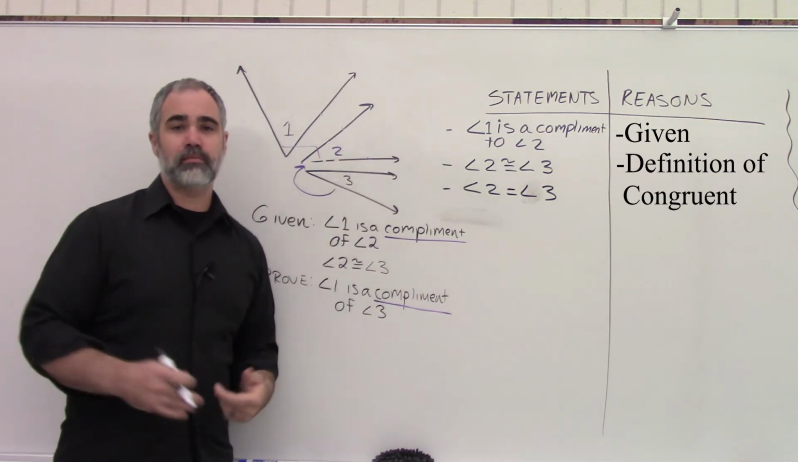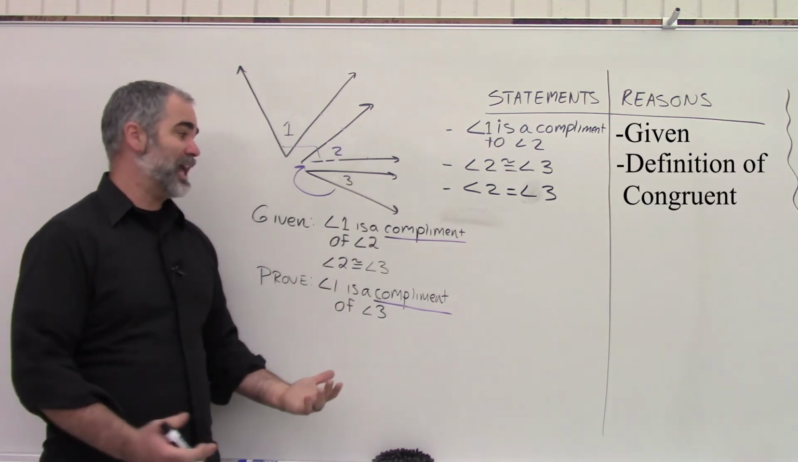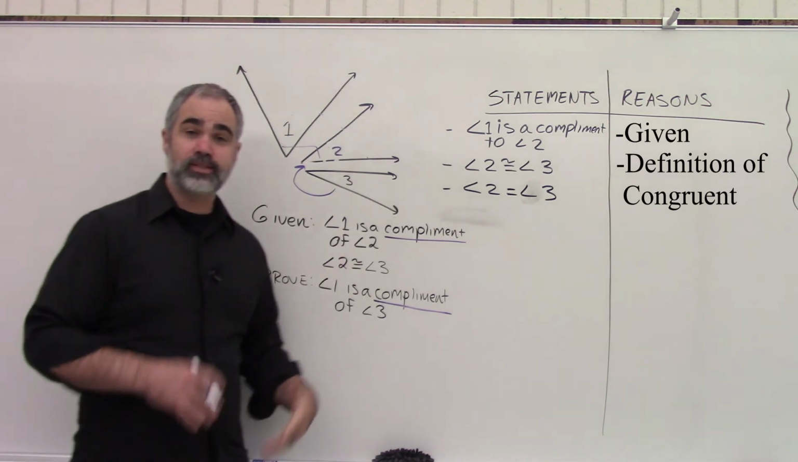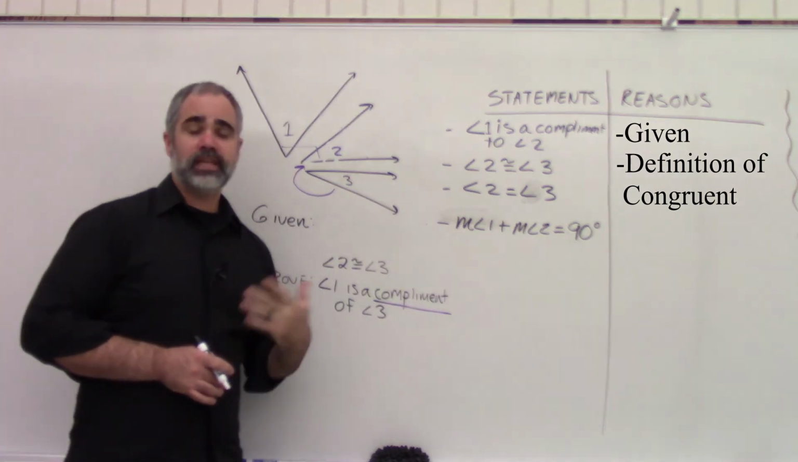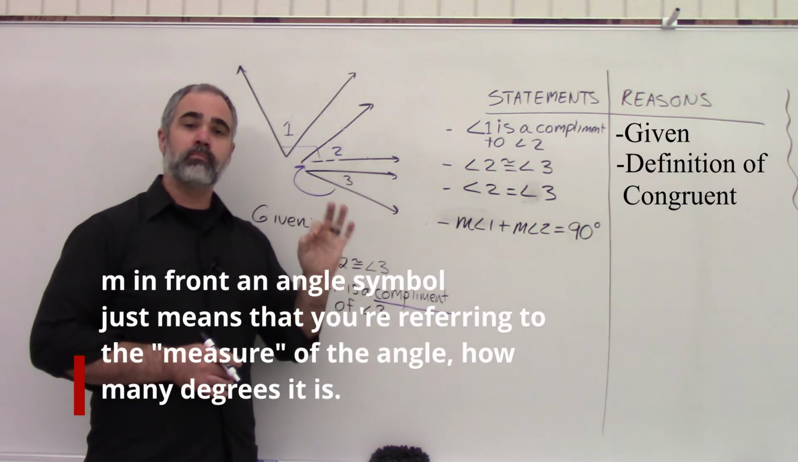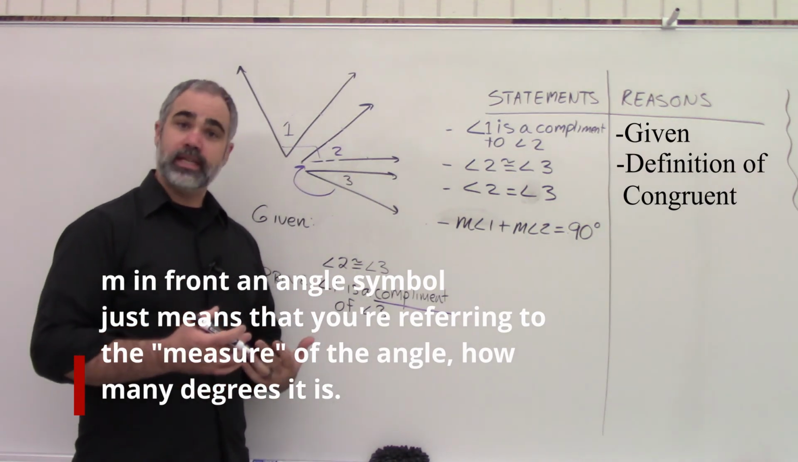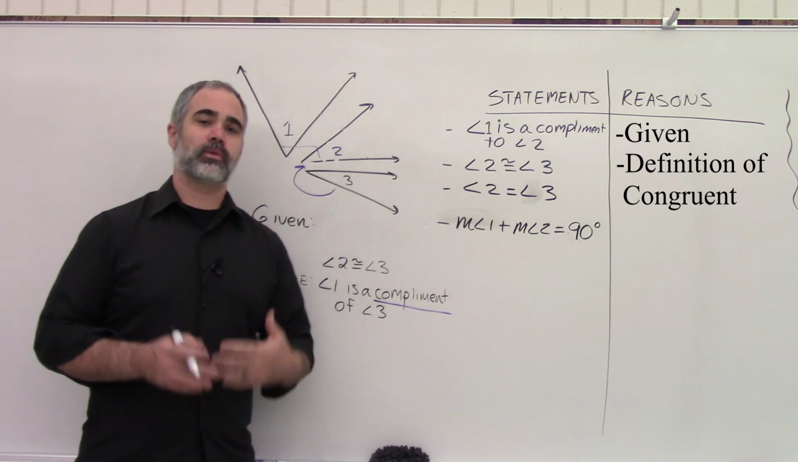And if I'm talking about things that add to be 90, maybe I should write down the things that add to be 90. Right now, the things that add to be 90 are 1 and 2. So I'm going to go ahead and write that down. Notice I put the M in front of each angle. The M stands for measure. Anytime you give an angle a certain number of degrees, you should put the letter M in front of it. It is not a variable, it stands for the measure.